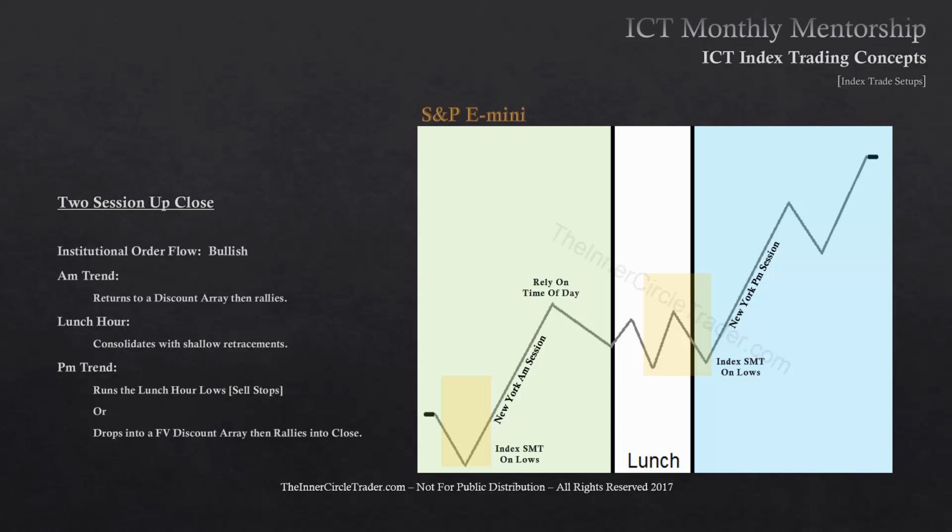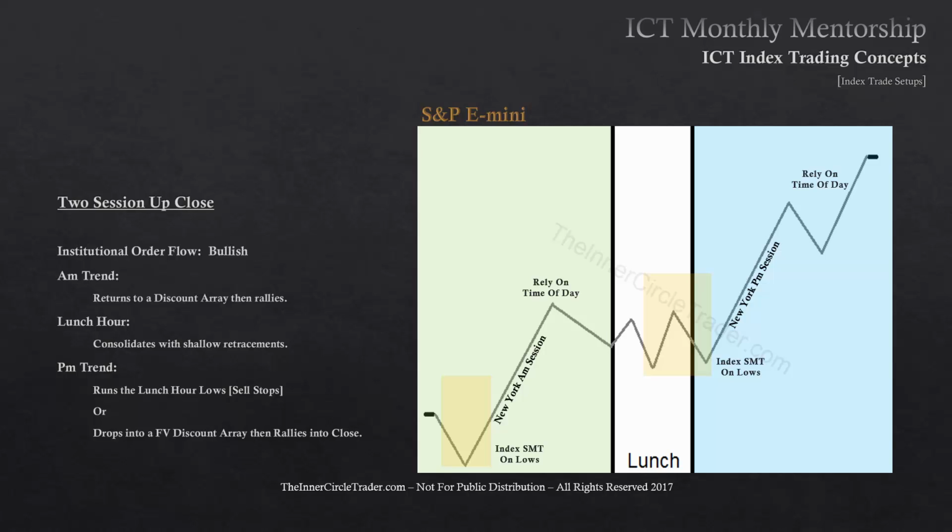We're going to be looking for the indices to diverge. One of them doesn't have to be the E-mini S&P. If the NASDAQ fails to go lower, that in itself supports the idea that the S&P should rally and go higher.